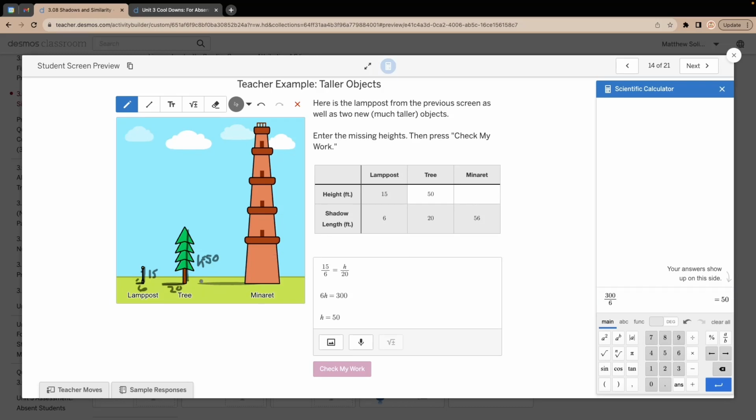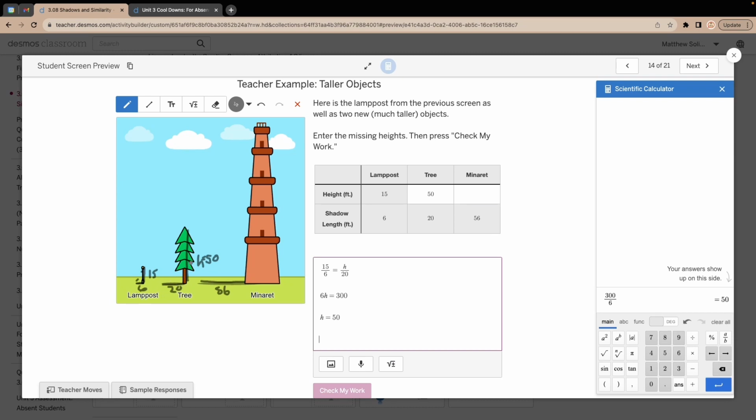The shadow is 56 feet. Now, just using some proportions here, 20 to 56, that's almost 3 times as big. So this should be pretty close to 150 if I'm just making an estimate in my head. 20 times 3 is 60. So it's pretty close to 3 times as big. So it should be a little less than 150. But let's figure it out. So I don't know the height of the minaret. I'm just going to call it M.